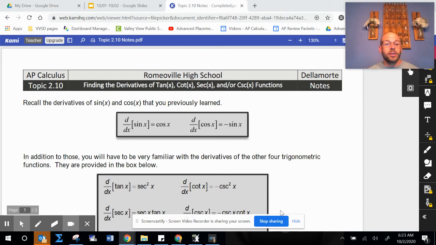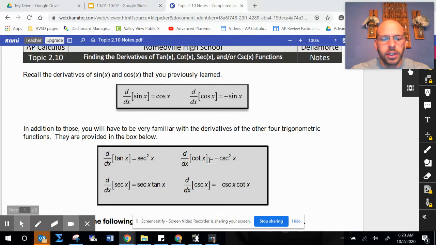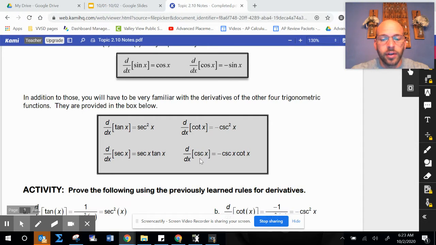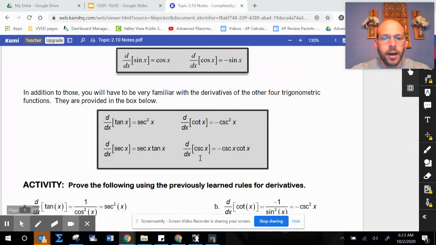Today we're going to talk about topic 2.10, finding derivatives of tangent, cotangent, secant, and cosecant. You might recall the derivative of sine we know is cosine, and the derivative of cosine is negative sine from the previous topic. But we have four more trig functions that we need to worry about: the derivative of tangent, cotangent, secant, and cosecant.